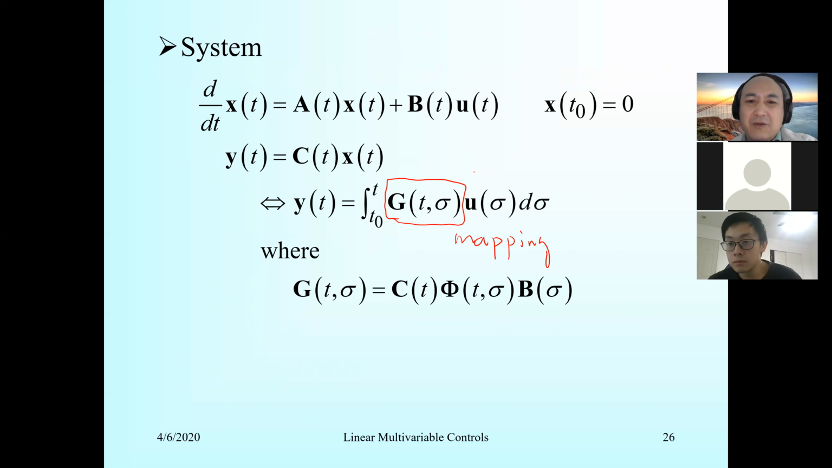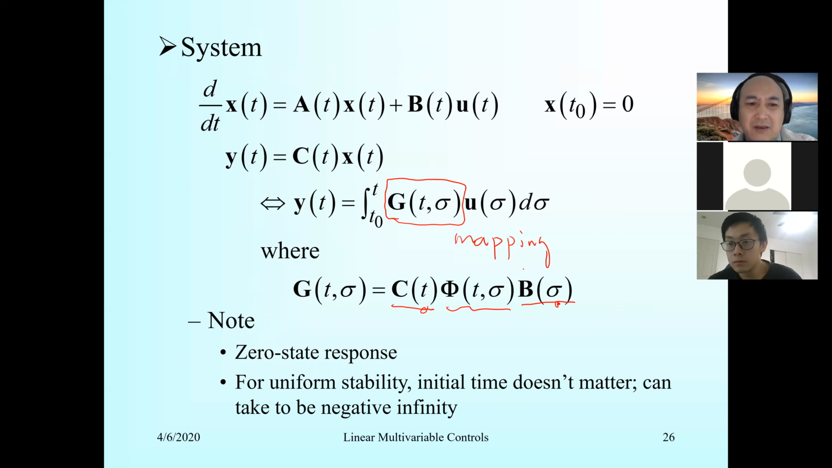Well, in our response, we know that this input-output mapping is written in terms of C(t), B(sigma), and this is my state transition matrix, Phi(t, sigma). For uniform stability, the initial time t0 does not matter. It can be taken to be negative infinity. Starting from negative infinity, that doesn't matter, whichever way you put it.